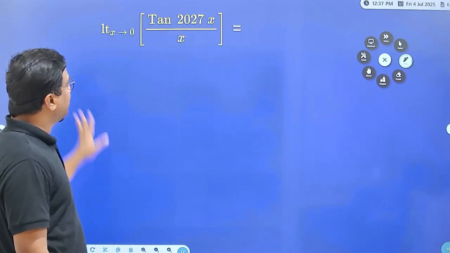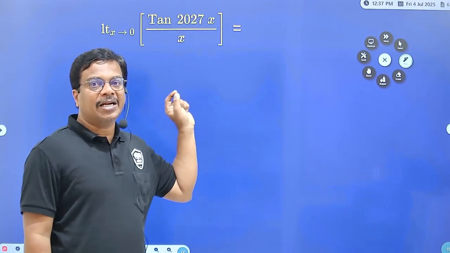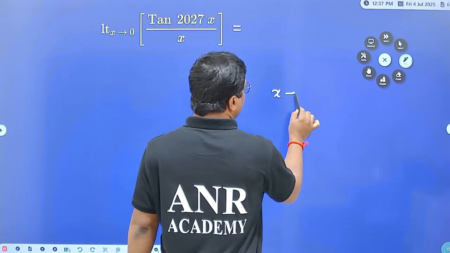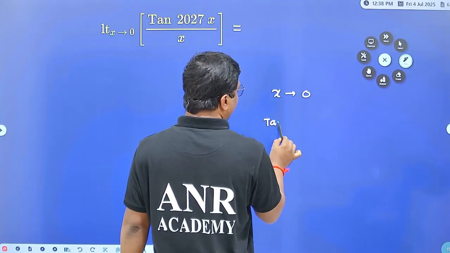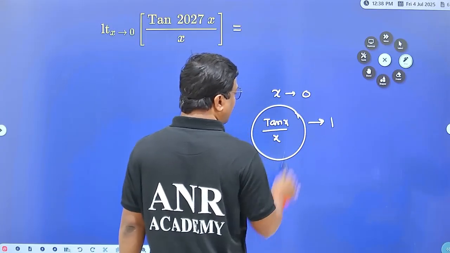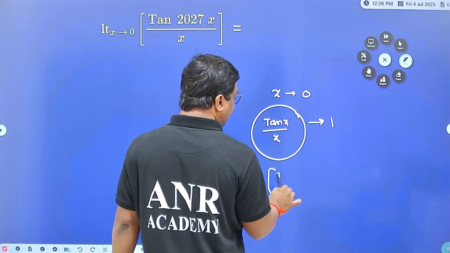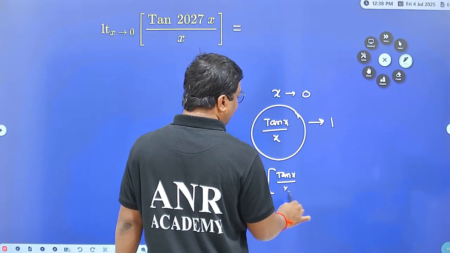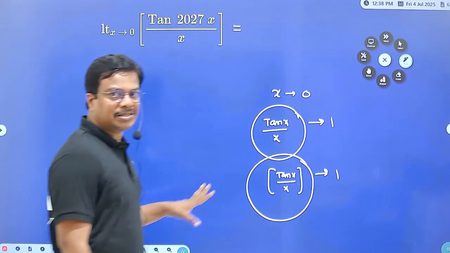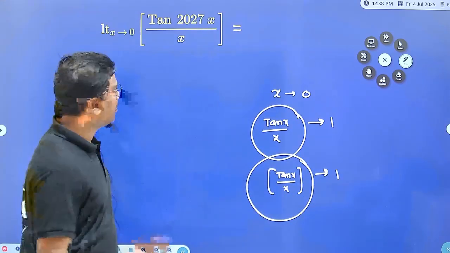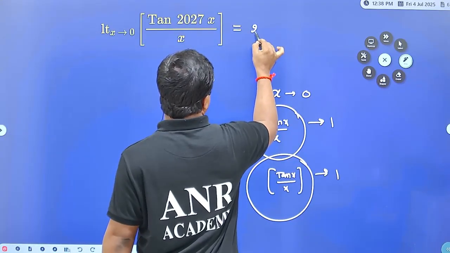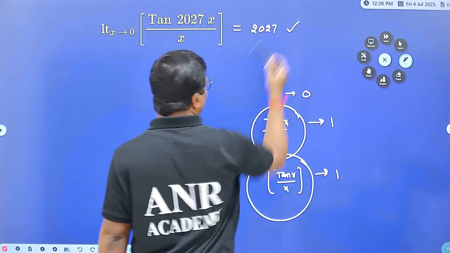Next, this is the question. Limit as x tends to 0, tan 2027x divided by x. We know that as x tends to 0, tan x by x approaches 1. The same, as x tends to 0, the step of tan x by x also approaches 1. No change in this. Just now we discussed these two results. So here there is no change in the result. The same 2027 you will get.